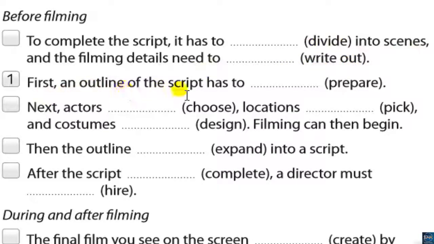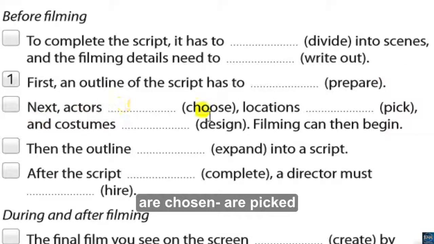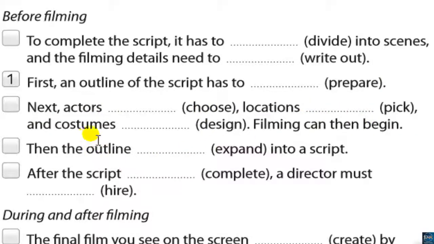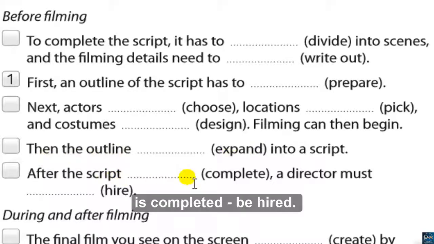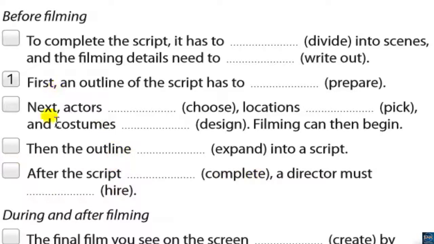First, an outline of the script has to be prepared. Next, actors are chosen, locations are picked, and costumes, British costumes, are designed. Filming can then begin. Then the outline is expanded into script. After the script is completed, a director must be hired. So here we need to put them in order.